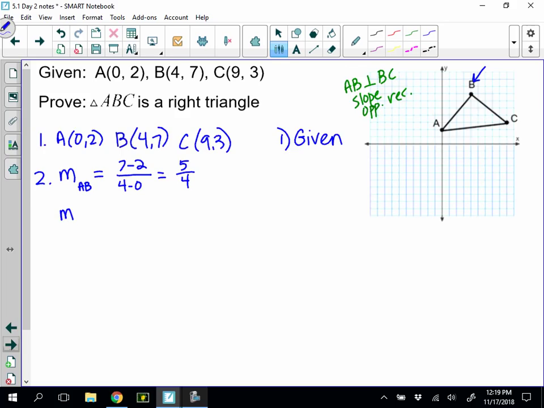Let's calculate the slope of the other one as well. So I also want the slope of BC. So I'm going to do the same formula. This time I'm going to have 3 minus 7 over 9 minus 4. 3 minus 7 is negative 4 over 5. Okay, number 2, we write down the formula we used. We use slope formula.